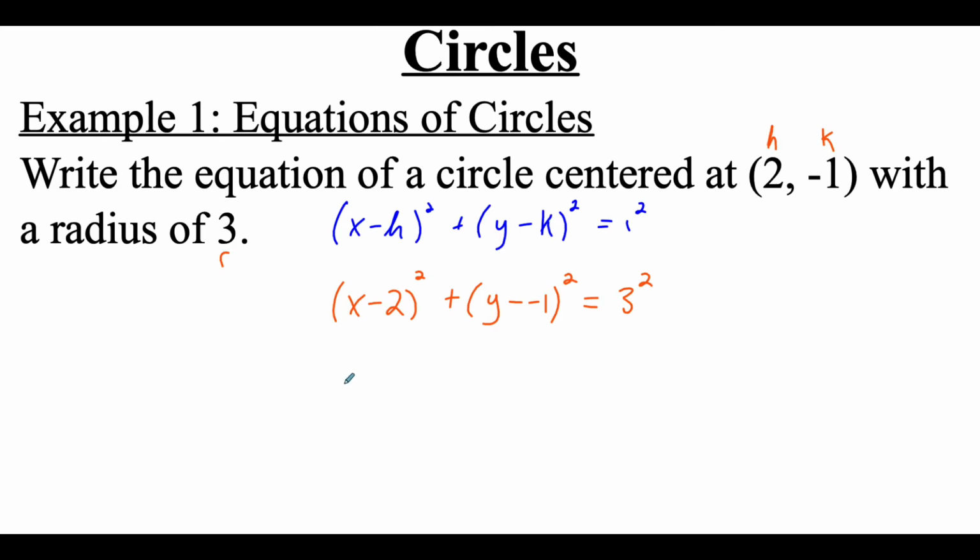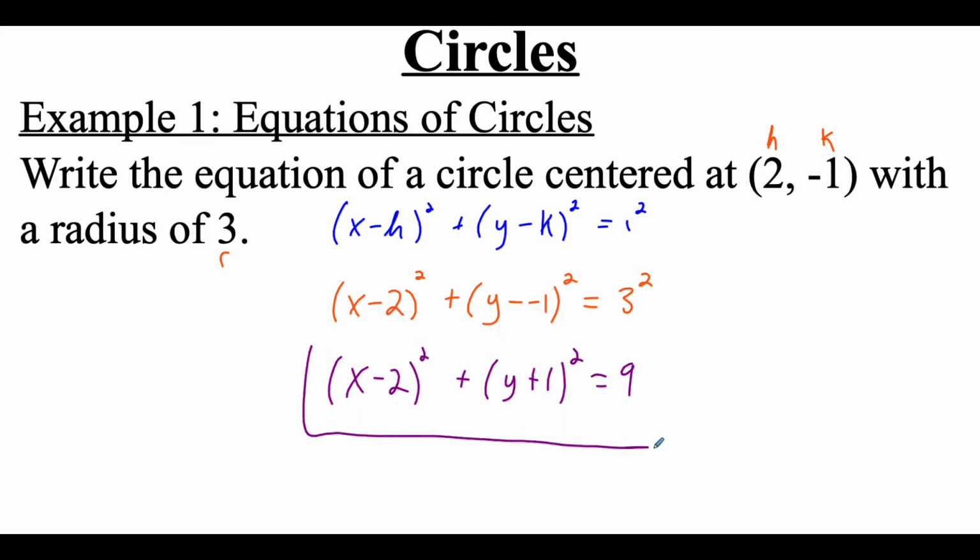Now I'm going to clean this up. Inside of that second set of parentheses, we've got a double negative that we're going to turn into addition. So that's going to be (x - 2)² + (y + 1)². And then on the end, we know what 3 squared is. That's 9. So this equation right here would give us a circle centered at (2, -1), and it would have a radius of 3.